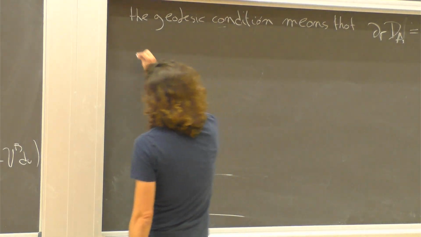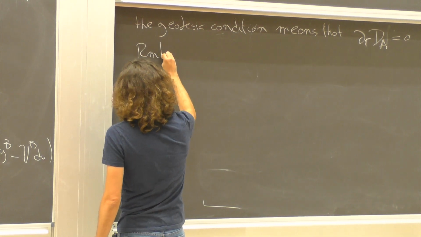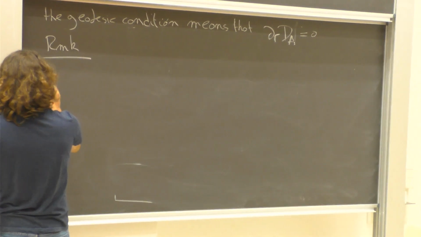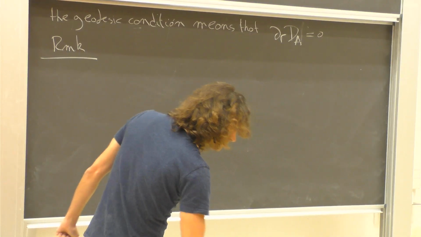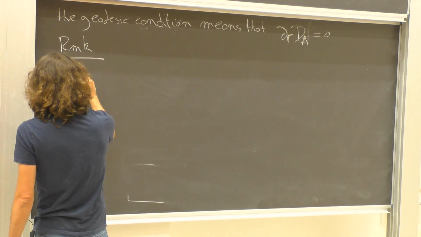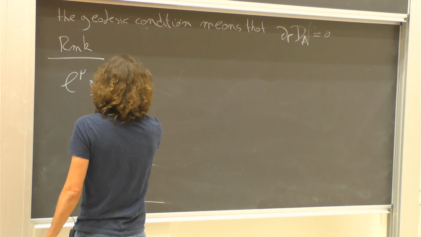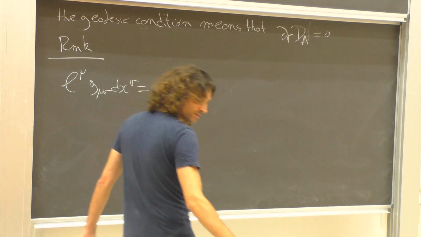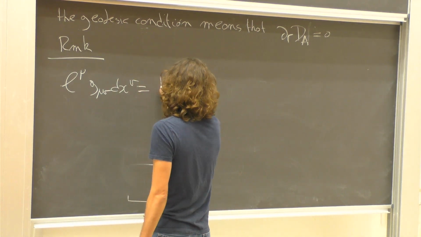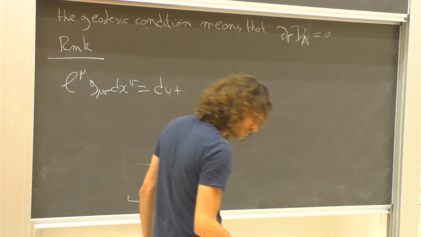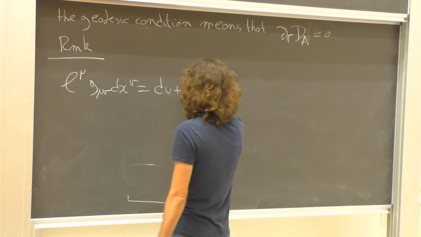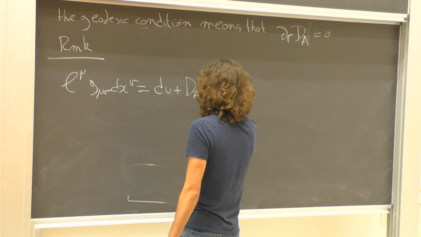Okay, so a remark here. If you compute the following object, L, so you lower down the indices of your vector field, then it's du plus A_a dy^a.